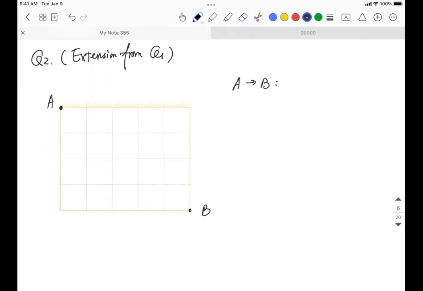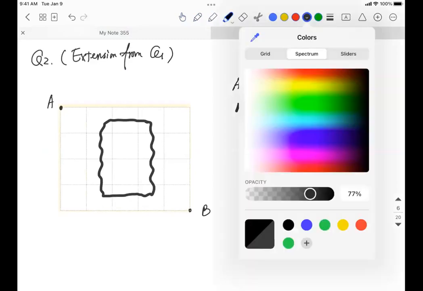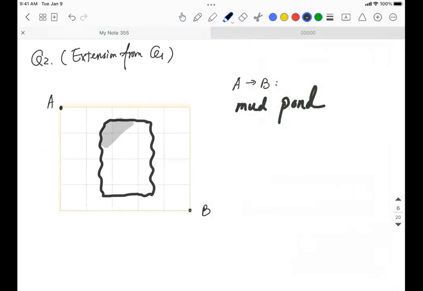It's all good. However, the only difference is, see here, I have a mud pond. So Peter cannot go through such a region. This region has been shaded. You can only go outside, but cannot step into this region because it's the mud pond.